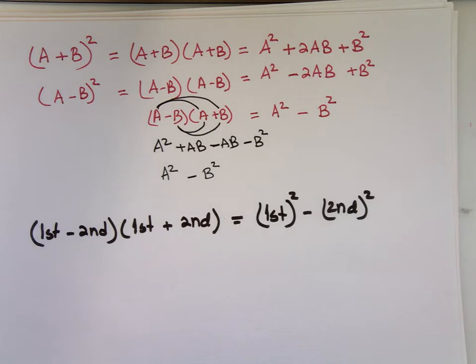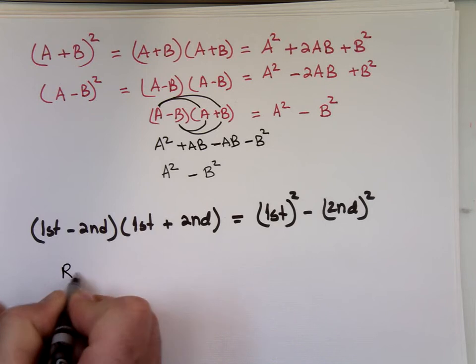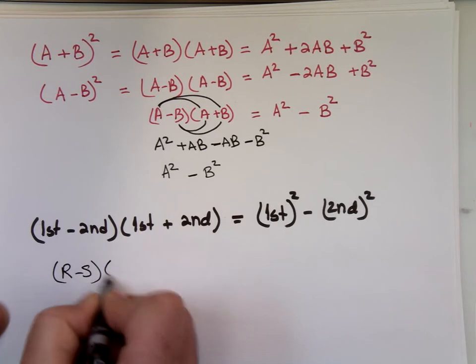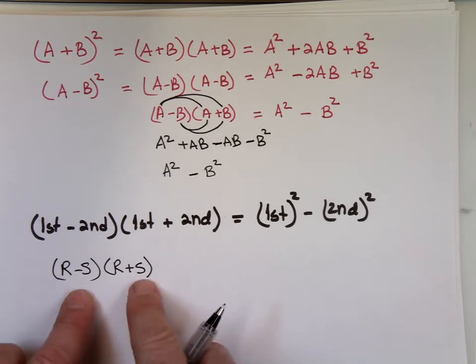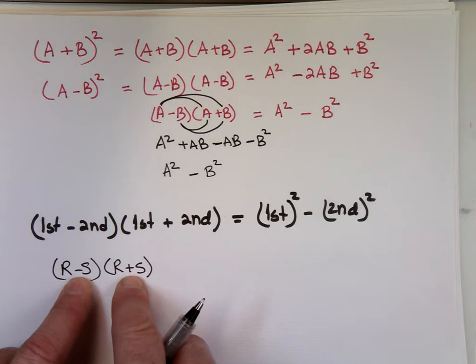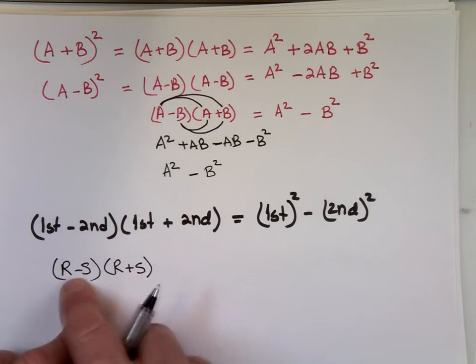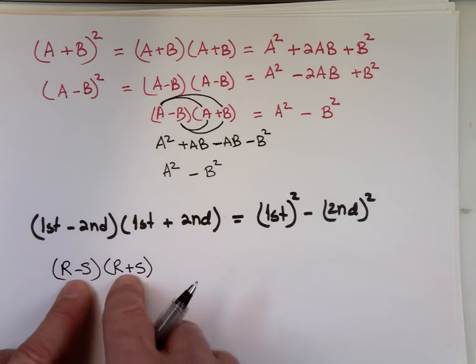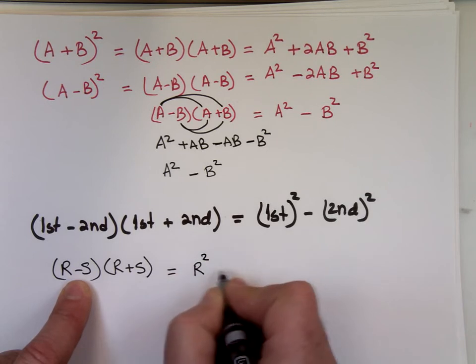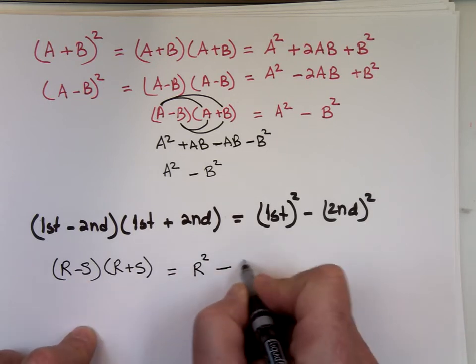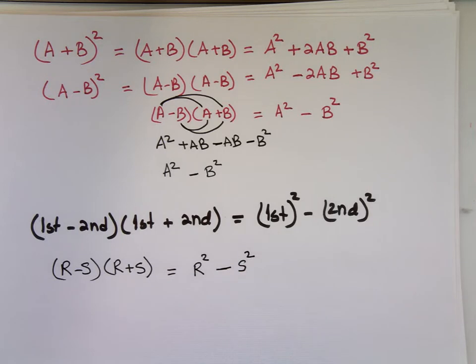So an example, we'll begin with this. R minus S times R plus S. The first thing I look for, are these two the same with the exception of the sign between them? Yes. They're almost identical with the exception that the sign's minus here and plus here. So the answer is going to be the first one, and you need to square it, minus the second one, and you need to square it. Take the first piece, which is the R, and square it. Take the second term, which is the S, and square it.